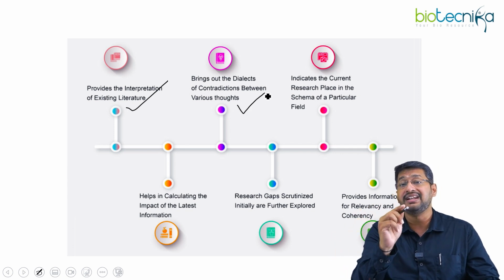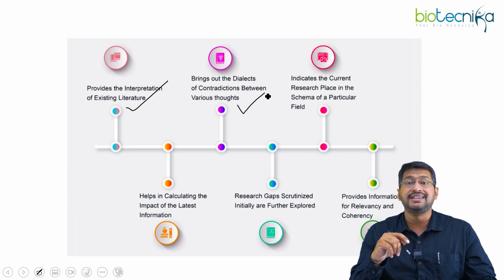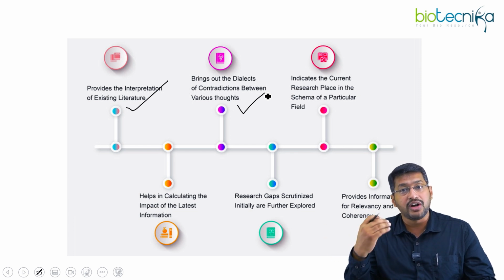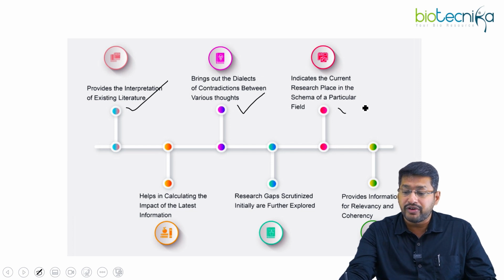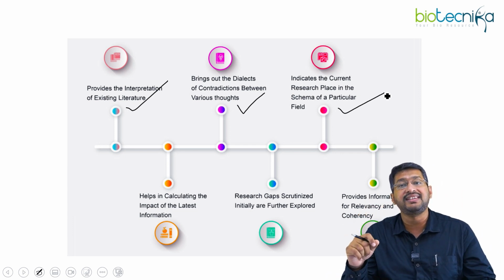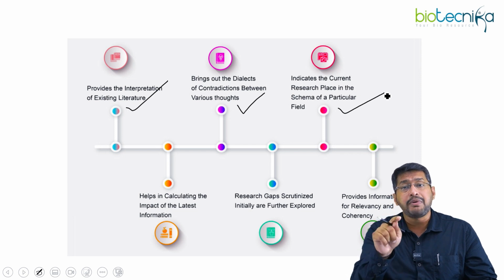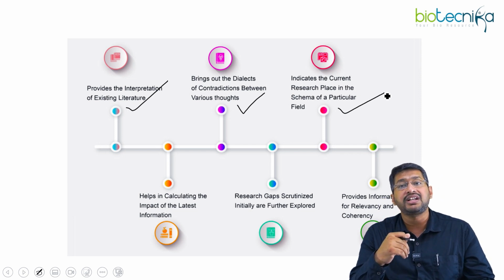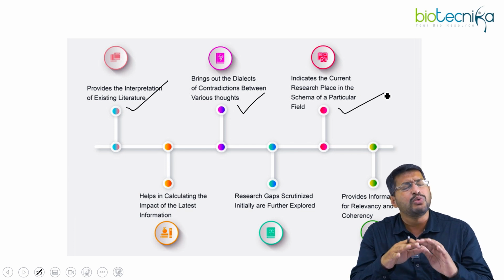And this can create a breakthrough, a revolution in terms of the subject, and also in terms of citation. This can actually increase the number of citations when you are trying to give a breakthrough thought. And very importantly, indicate the current research place and the schema in a particular field. So it is always important to give a schema, and also important that you stick to this schema, because many a time when we write a review of literature, it is easy to get distracted.